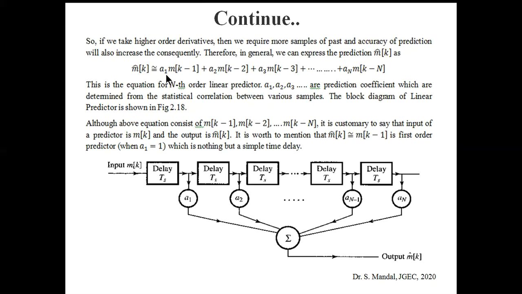Okay, now the first term we need to produce is a1 m(k-1), so if we give a delay of Ts, the corresponding output becomes m(k-1), and if we multiply it by a1, this output will be a1 m(k-1). Here the output is m(k-1), then again it is delayed by Ts, so obviously the value will be m(k-2), and it is multiplied by a2 and goes to the sum section. Ultimately we get a1 m(k-1), a2 m(k-2), and it will continue up to an m(k-n). So basically this is the linear predictor, where we can predict the next sampling value from the previous ones.